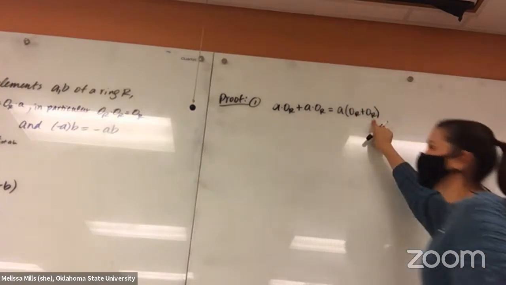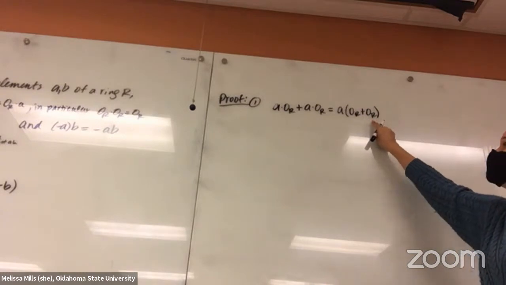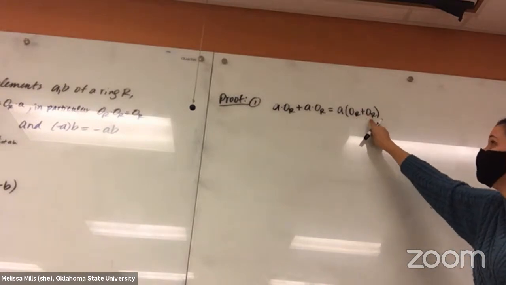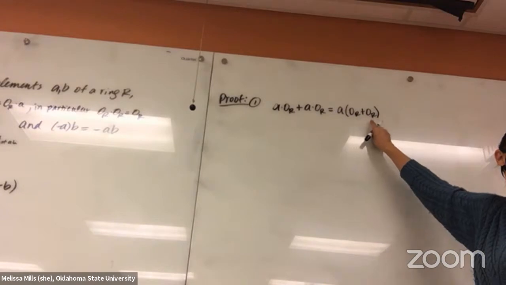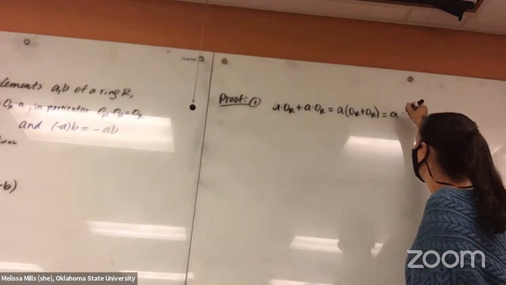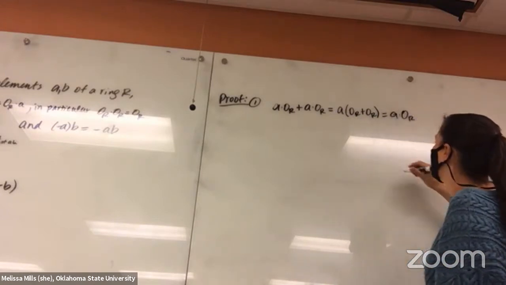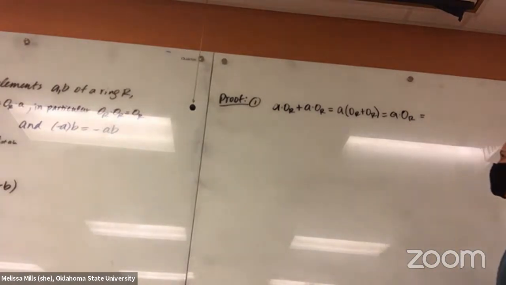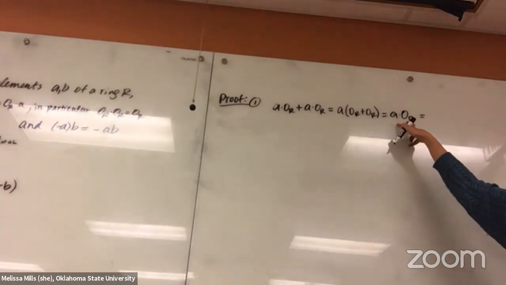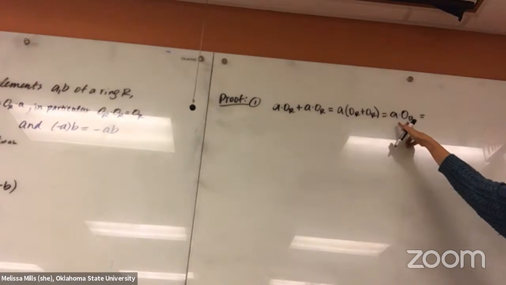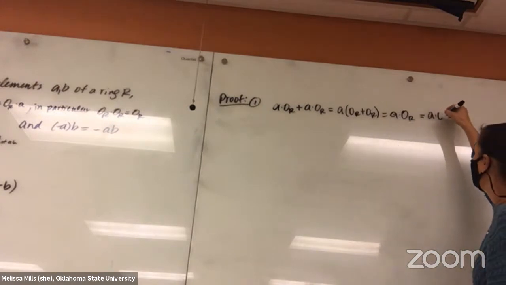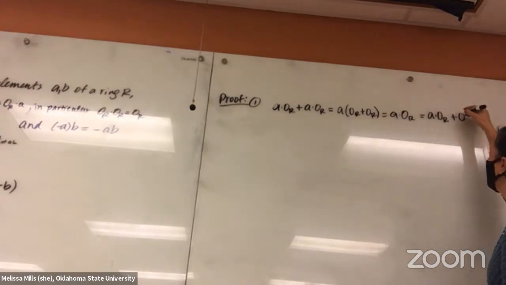Well, what's that equal to? 0R, why? Because 0R plus anything is that thing, right? Right, so this is equal to A times 0R. And then what else do we know about 0R? Well, I can add it to anything and it doesn't change it, right? So that equals A times 0R plus 0R.